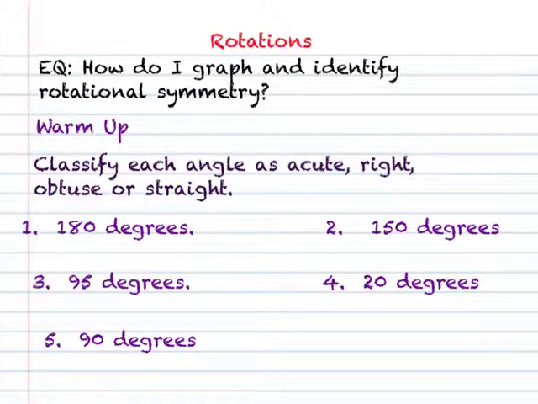So we want to classify each angle as either acute, right, obtuse, or straight. Now, if you remember your angles from elementary school, you learned the 4 different types of angles. And if you remember, you probably drew a straight line. And that straight line we called a straight angle. And that was 180 degrees.